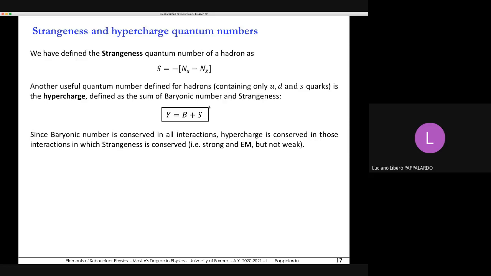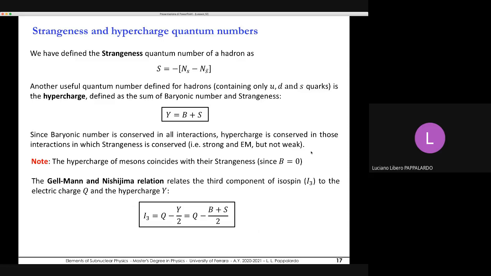Now, since baryonic number is conserved in all interactions, as far as we know today, the hypercharge as well is conserved in those interactions in which strangeness is also conserved. So it is conserved in strong and electromagnetic, but not in weak interactions, because we know already that weak interactions violate conservation of strangeness. And as a note, the hypercharge of mesons, of course, coincides with the strangeness because the baryonic number of mesons is 0, as I told you before.